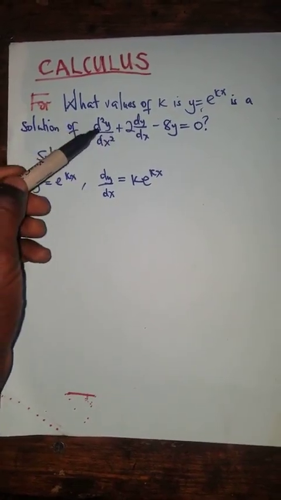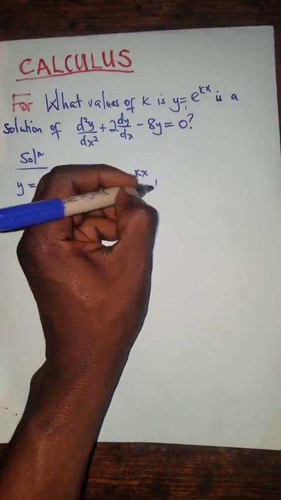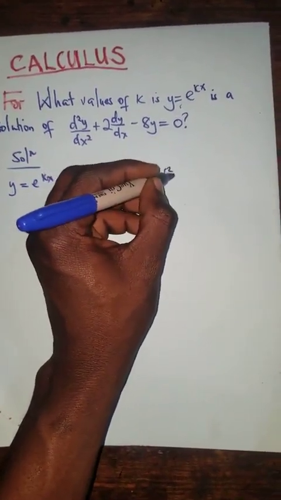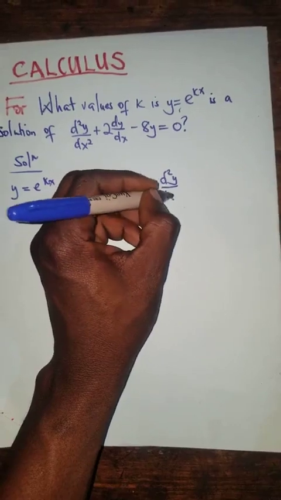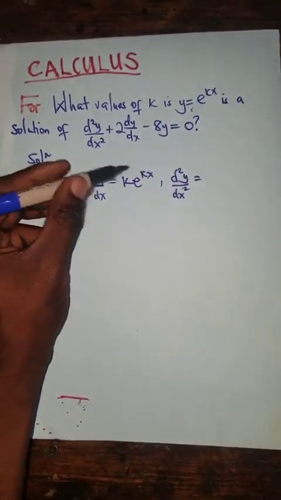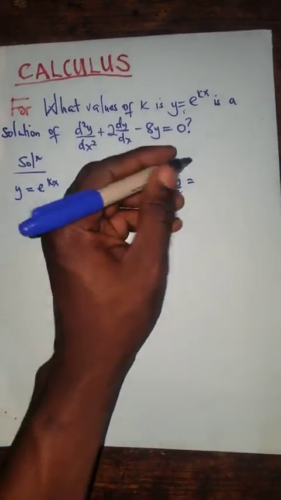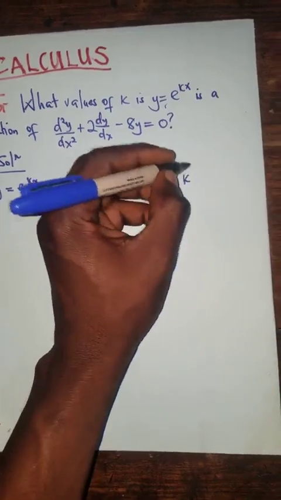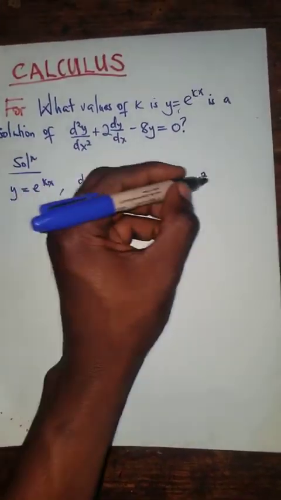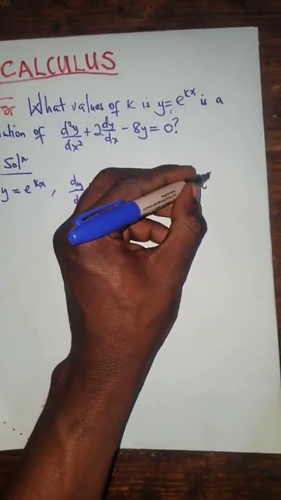Now let us find the second derivative. To find the second derivative, we just differentiate the first derivative. We drop the k to come in. Since there's a k already here, it will multiply, giving us k squared e to the power kx.